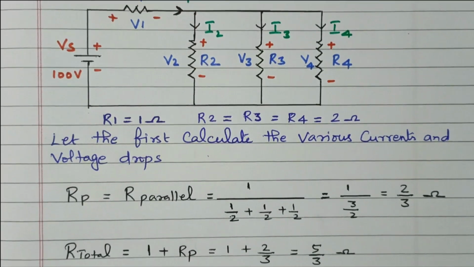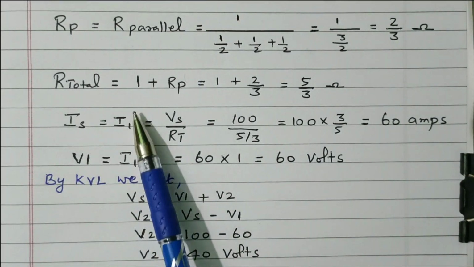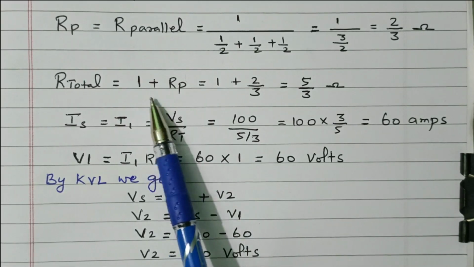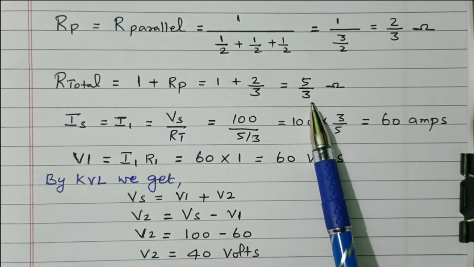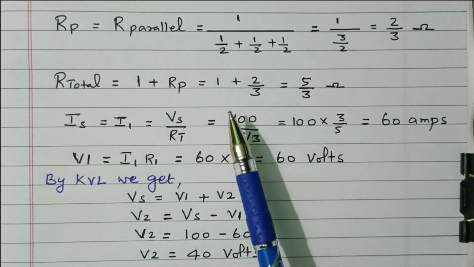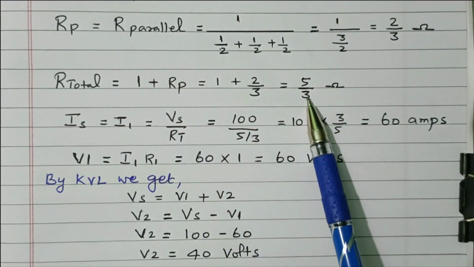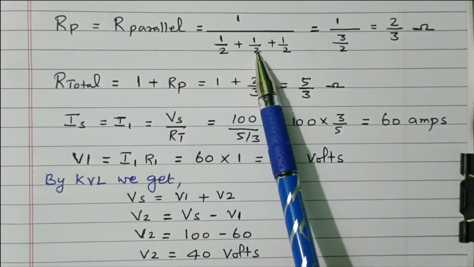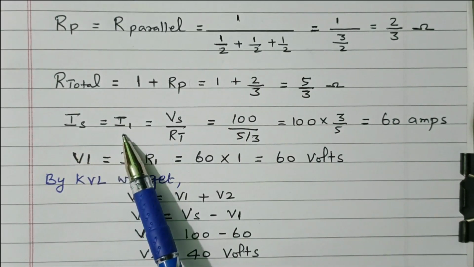What is the total resistance R total? R total is 1 plus RP. The resistor R1 is 1 ohm, plus the parallel resistance. So 1 plus 2/3 is 5/3. The total resistance of the circuit is 5/3 ohm. The first resistor R1 is 1 ohm, in series with this parallel combination. This one is the resistor R1, and this is R2, R3, R4, all of equal values. From that we can find the source current, which is equal to I1.